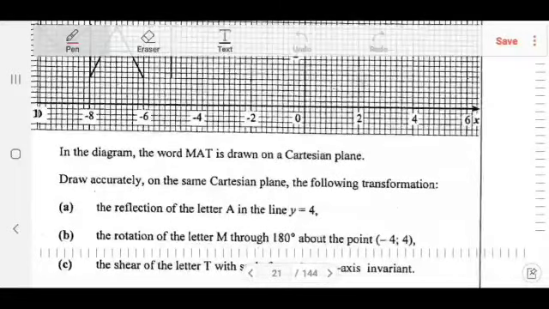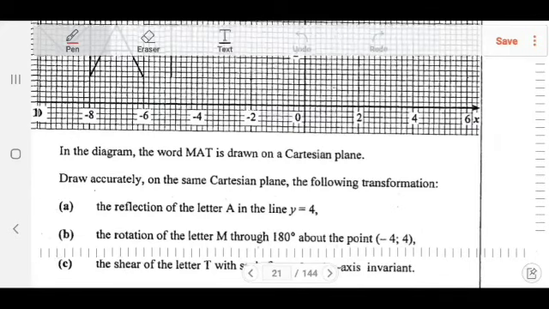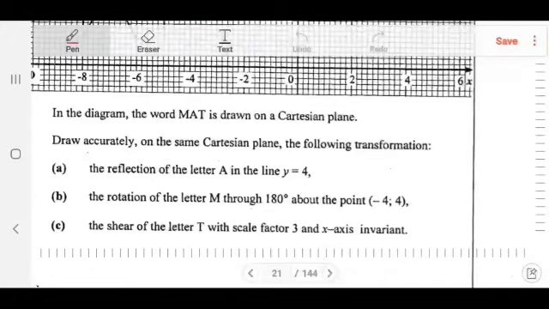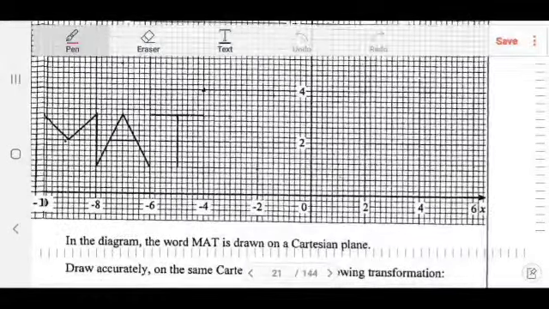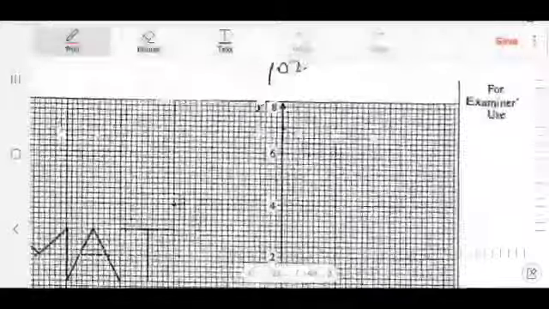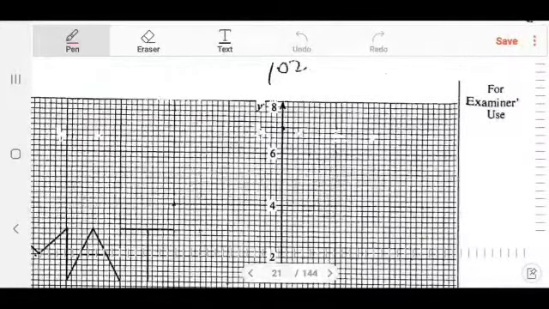22. In the diagram, the word mat is drawn on a Cartesian plane. Draw accurately on the same Cartesian plane the following transformation. The reflection of the letter A in the line y equals to 4. Which one is our line here? Y equals to 4 is this one here. Let me draw it. It's this one here. So the reflection of letter A there is going to be what?